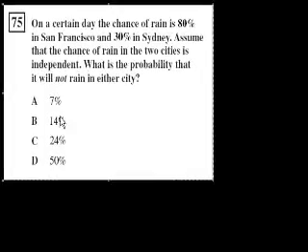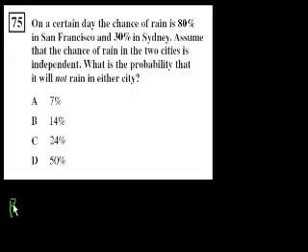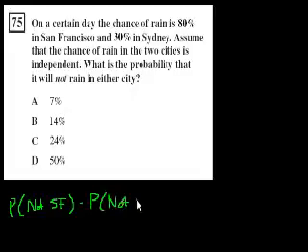Let's see. Problem 75. On a certain day, the chance of rain is 80% in San Francisco and 30% in Sydney. Fair enough. Assume that the chance of rain in the two cities is independent. What is the probability that it will not rain in either city? Okay, so it's going to be the probability of not rain in San Francisco times the probability of not rain in Sydney. Because we have to have both of these things happening and they're independent, so the probabilities will be multiplying.